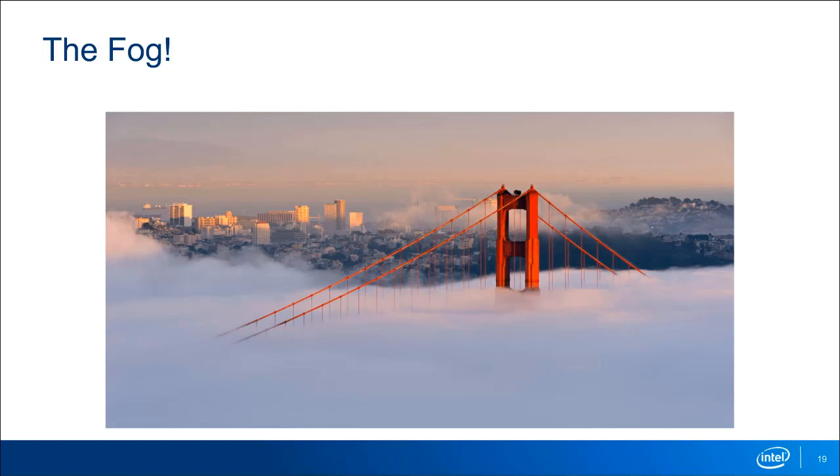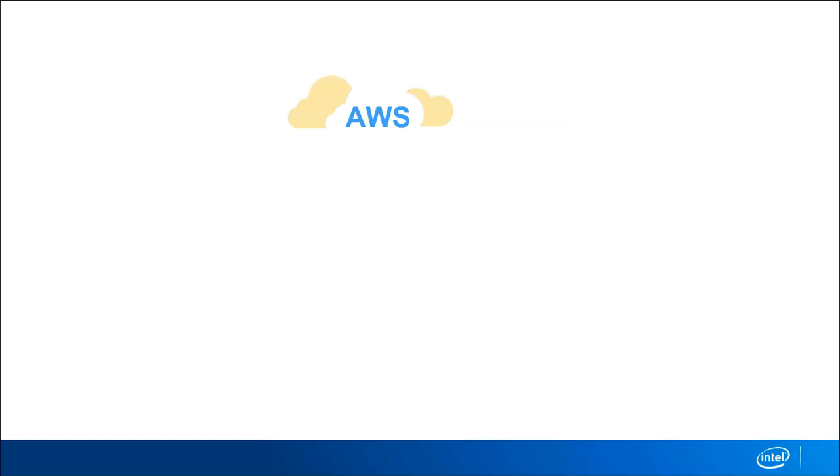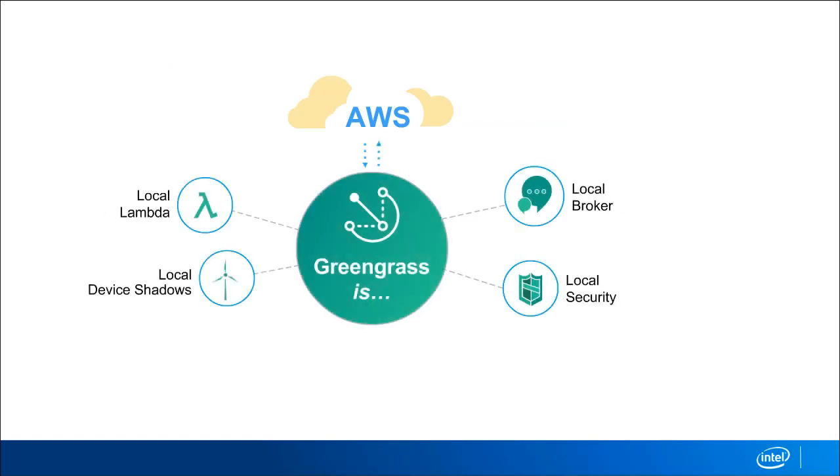And the AWS service Greengrass is Amazon's implementation of this fog compute idea. So AWS Greengrass takes three main elements from AWS IoT: the shadows, the MQTT broker, and the SSL certificate security. And it also packages AWS Lambda and runs these services locally on the gateway.